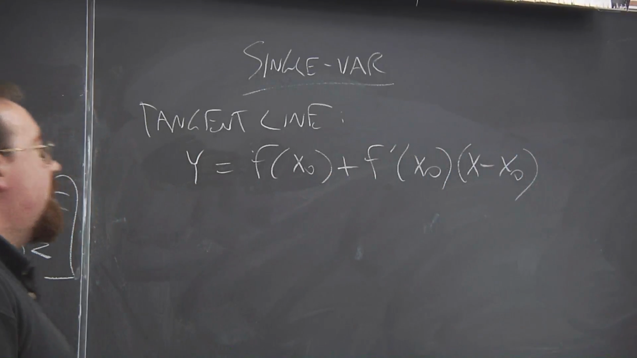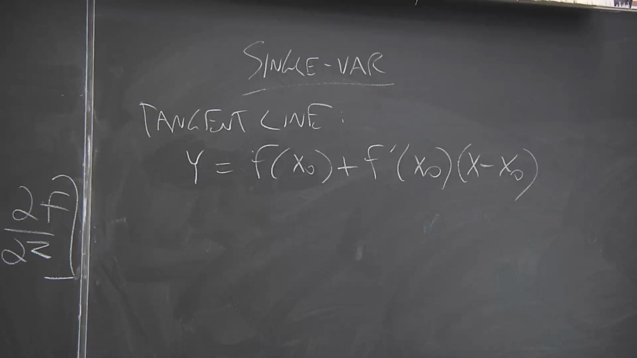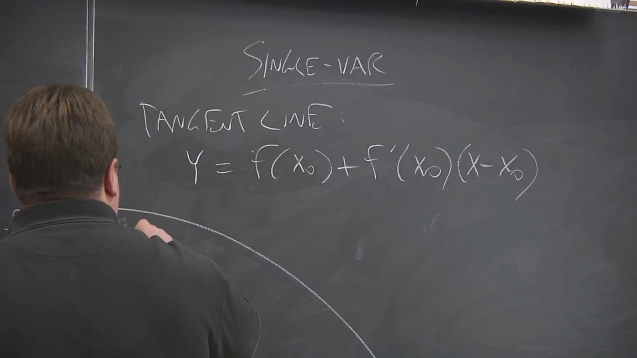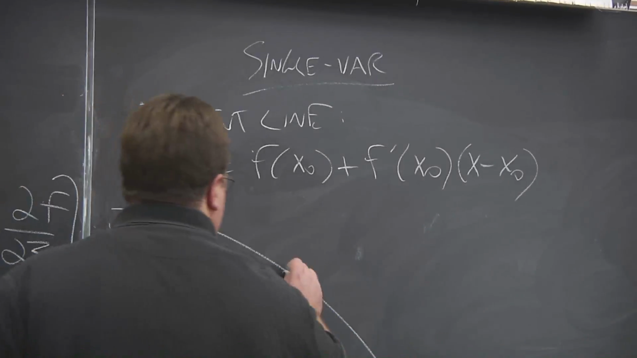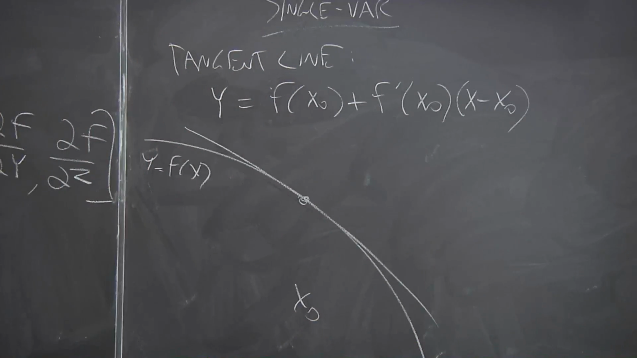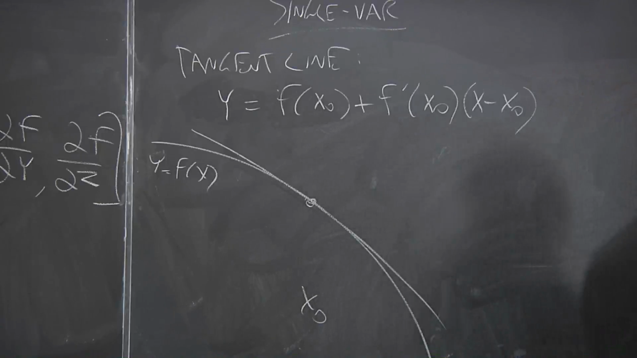This would be the equation of the tangent line for function f at the point x naught. So it's going to have the same function value, and it's going to have the same slope at that point. So if this is your f of x, here's your point x naught, that's your tangent line. That was then, this is now.